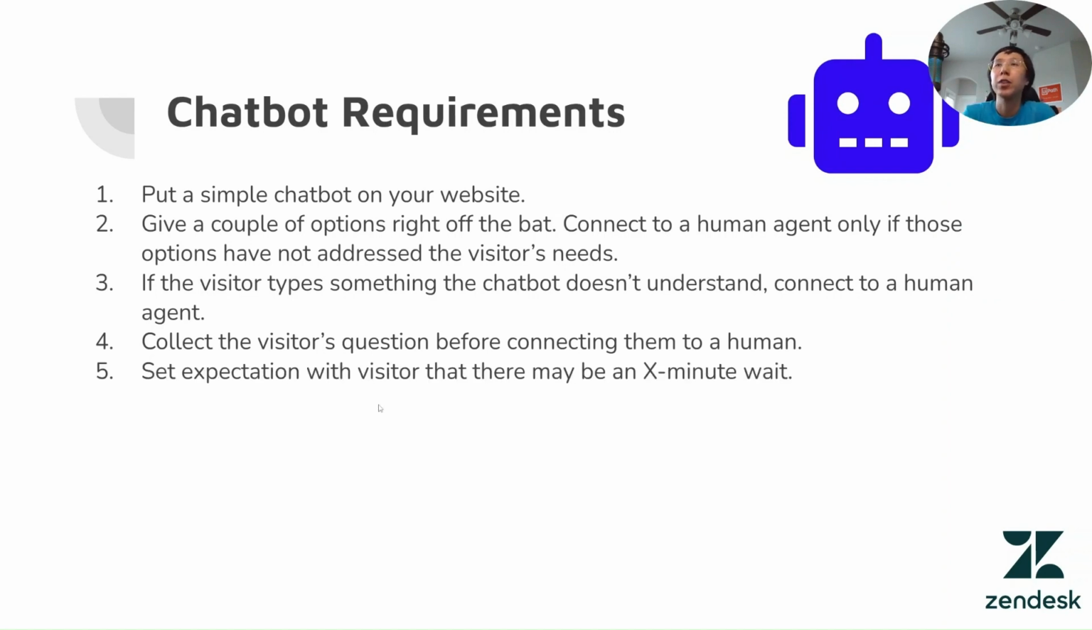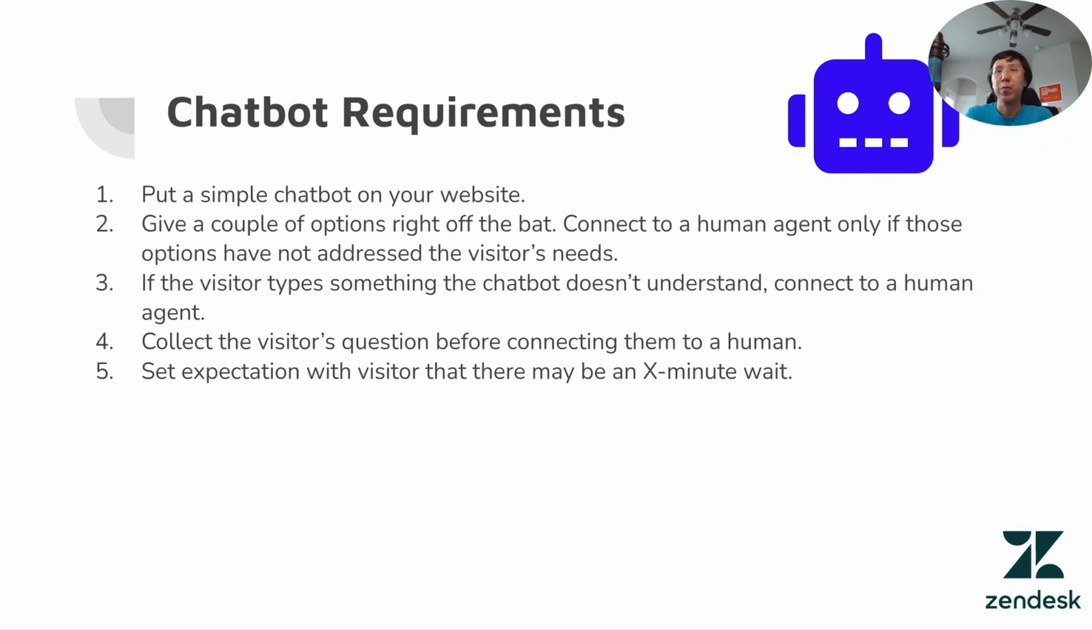And then also set expectation with the visitor that there may be an X-minute wait. A lot of times people come on site and chat with chatbots, they expect to get a response right away. Really, on average, they just wait maybe 2 minutes before they would drop off and go away. So you want to let the visitor know that they should expect a wait. So it would be good, in the messaging, to tell the visitor that we typically respond in under 10 minutes, for example, so that they won't leave right away if they don't hear back in 2 minutes. So we want to set a 10 minute wait.